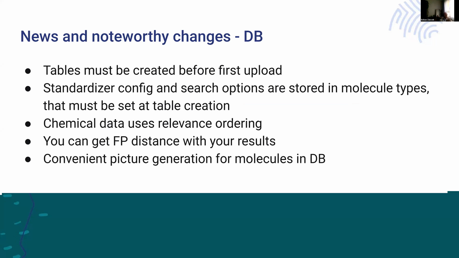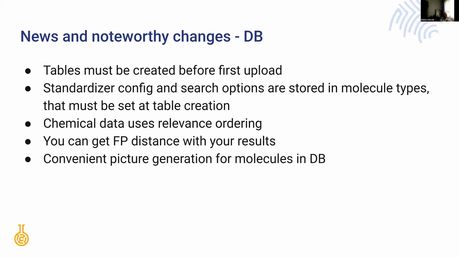And this molecule type is set when you create your table, and this will set a lot of things for your searches as well. And the chemical data uses relevance ordering now. When you get back your results, it will be with the most relevant at the beginning, so you don't have to get all the results to find the one that your user was looking for. You can just get the top 10, and this will be the top 10 most matching molecules.